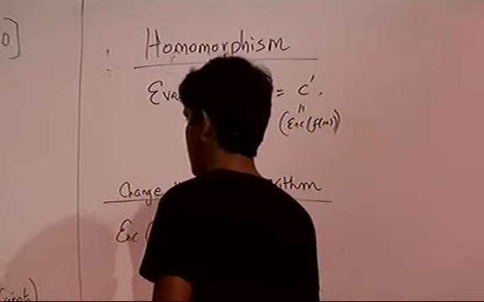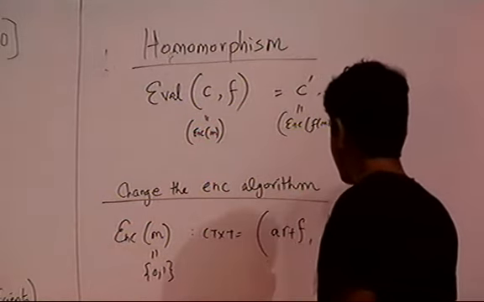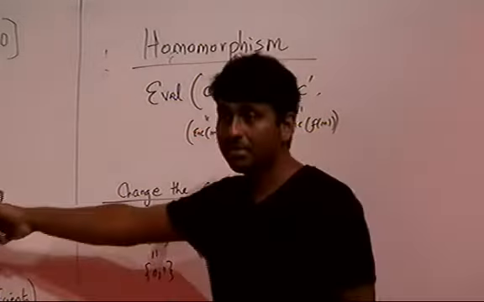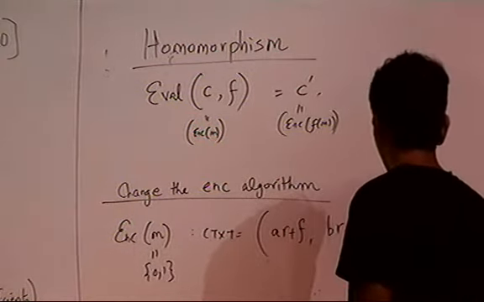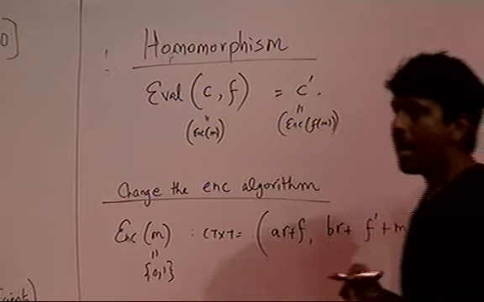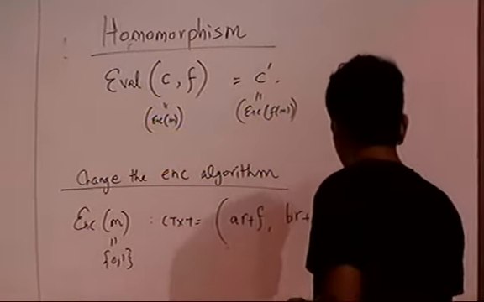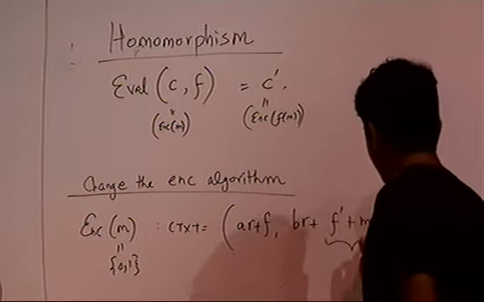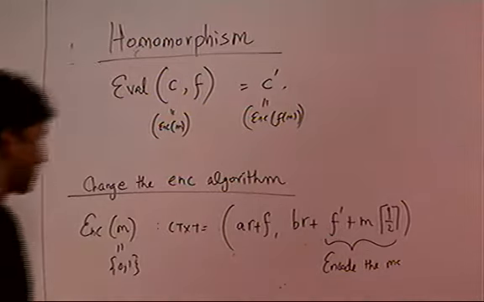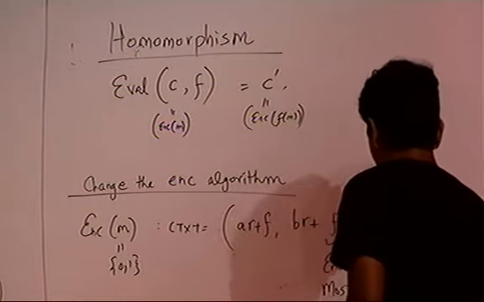Okay. The ciphertext is going to change a little bit. The first component is going to look exactly the same, AR plus F. The second component is going to be BR plus F prime plus M times Q over 2, because I just went from Z_P to Z_2, so this becomes Q over 2. But this turns out to be not homomorphic, and that's because if you look at this error term, I am encoding the message M in the most significant bit of the error.